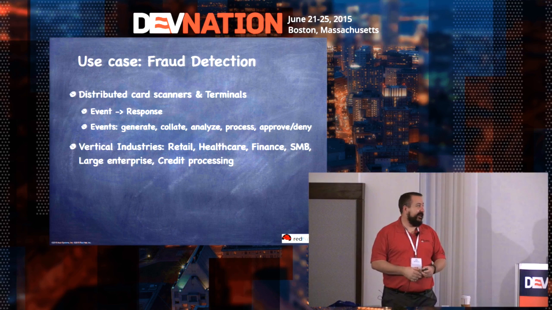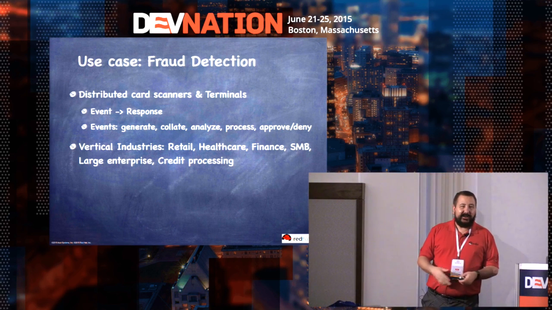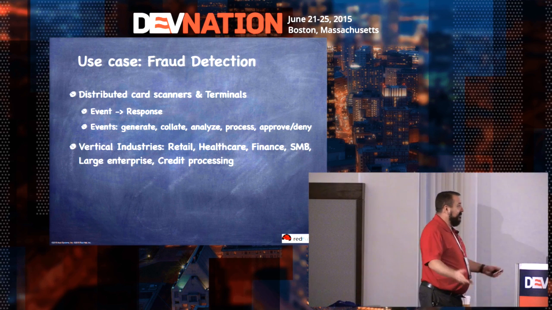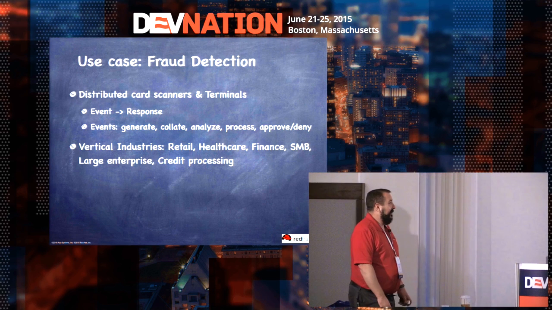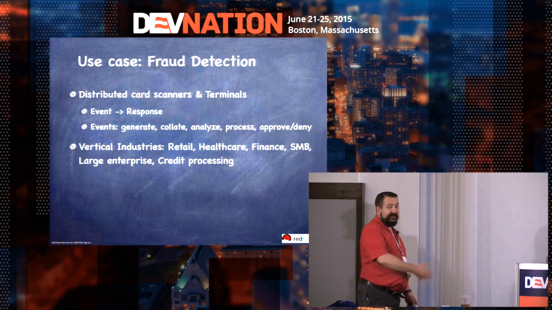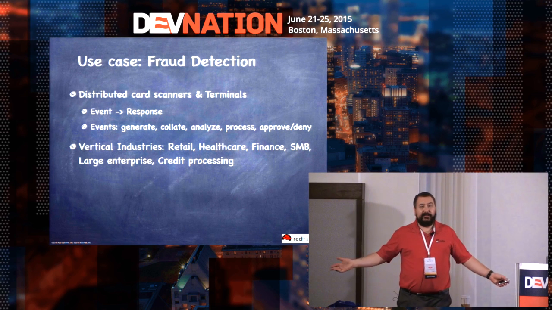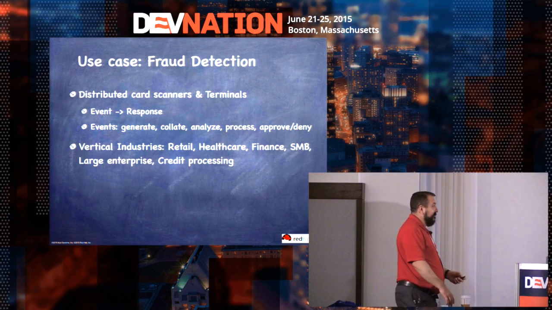So, vertical industries: retail. Retail is a big one. Healthcare, basically validating your health insurance. Finance, where you go to your bank and have your ATM card, what have you. Small and medium businesses, so this is big with them. Even into large enterprises, a lot of stuff around credit processing.